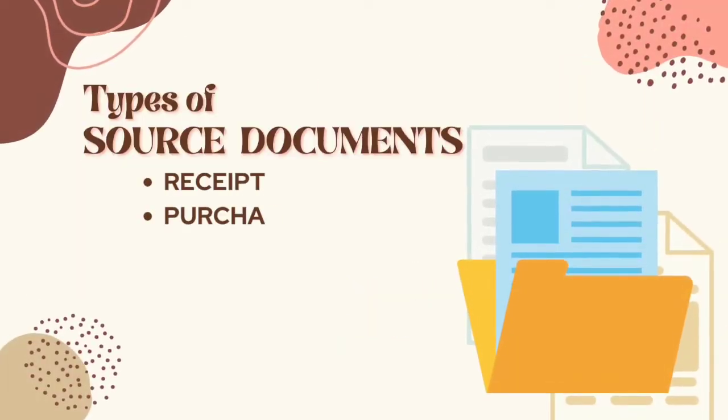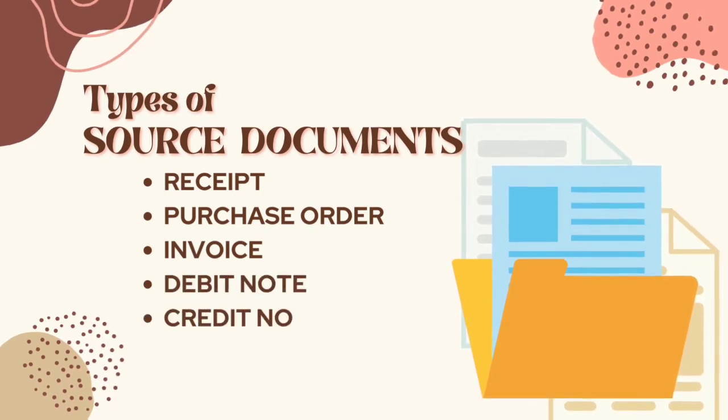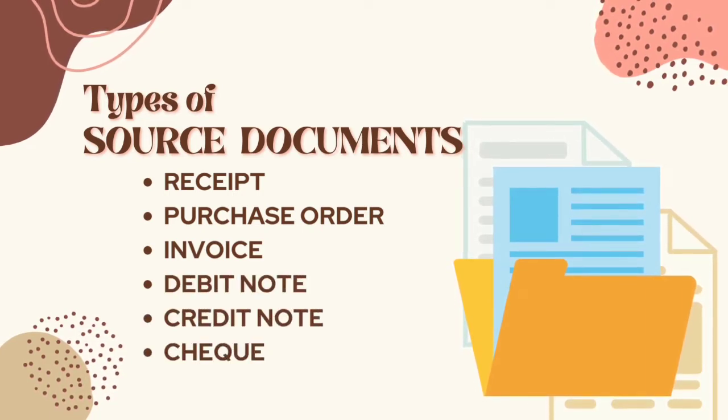There are types of source documents. We have the receipt, the purchase order, the invoice, debit notes, credit notes, the check, and many more. So let's explain these various documents one after the other.